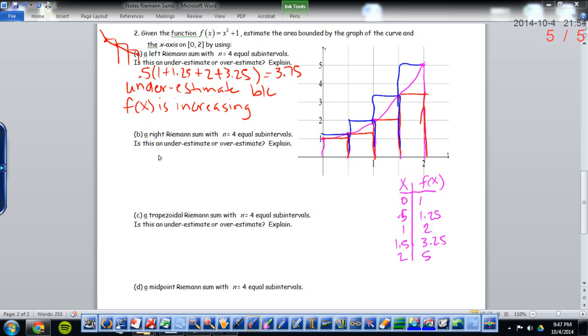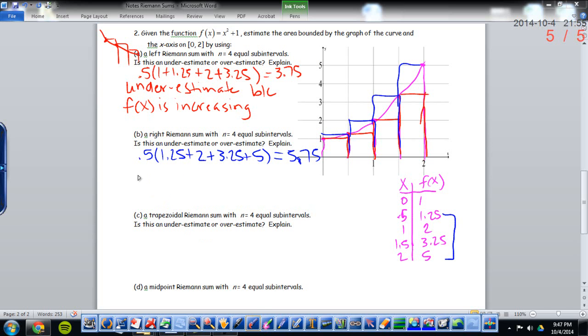So now if I find the sum of all of those rectangles, again, my length of each rectangle is 0.5, and then the heights of my rectangles are 1.25, 2, 3.25, and 5. And notice that if I look at my data table down here, for my left Riemann sum, I used the first data point, for the right Riemann sum, I used the last data point and not the first data point. A left Riemann sum is going to use the first data point but not the last. And a right Riemann sum is going to use the last data point but not the first. And this will become much easier as we go along. And if you type that into your calculator, you get 5.75.